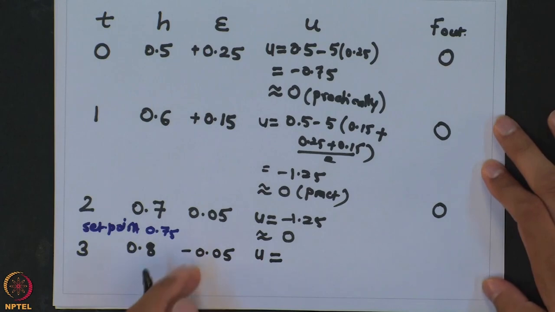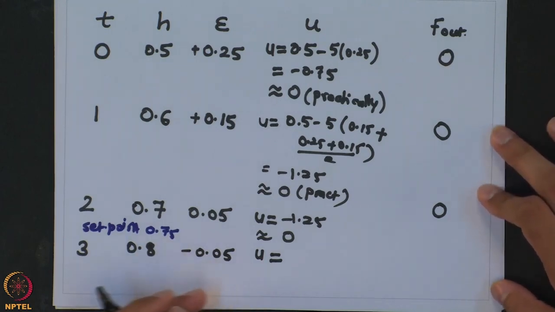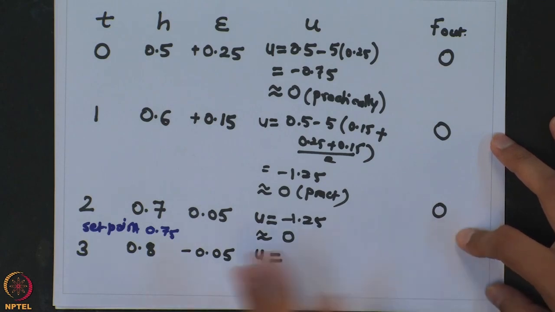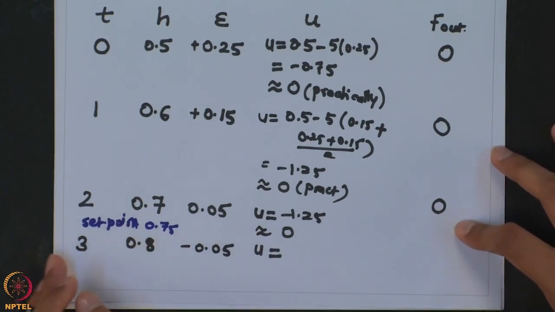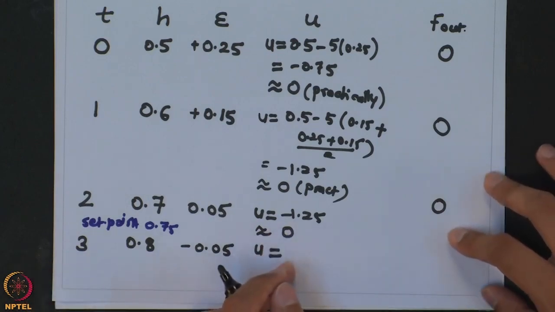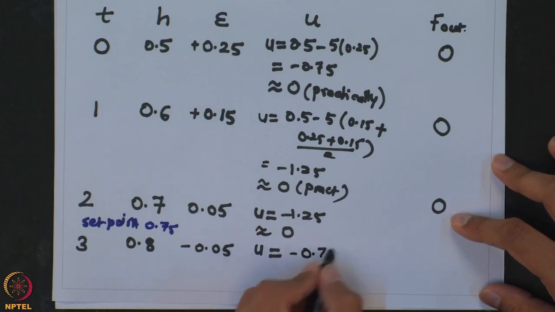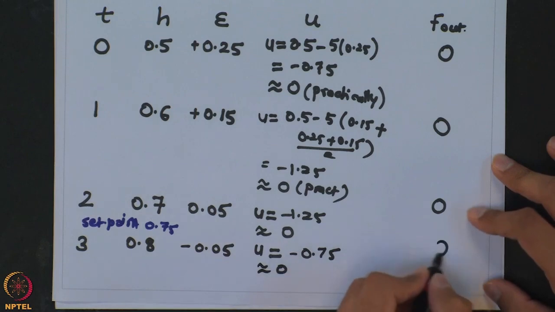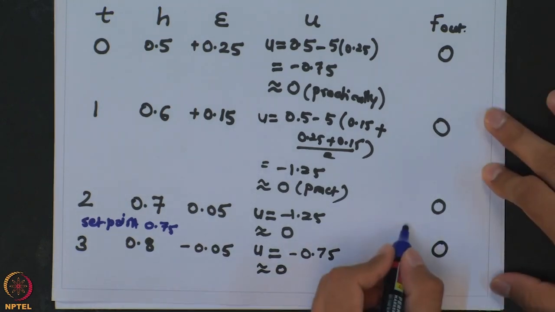and at that moment if you were the person who is controlling this process, ideally you would have wanted to have the outlet flow to be greater than the inlet flow so that the level will eventually try to come down from this point. However, what you will see that the controller output in this case is again minus 0.75, so the valve still remains closed. So now you should be able to see the problem.